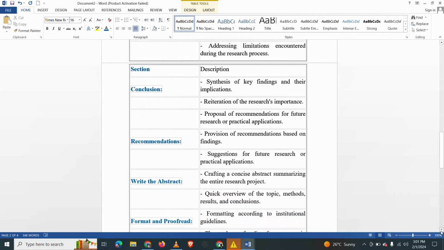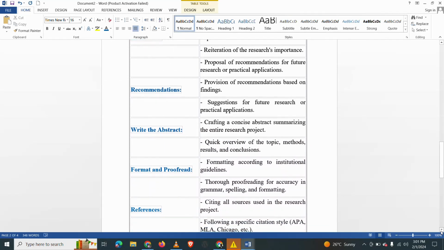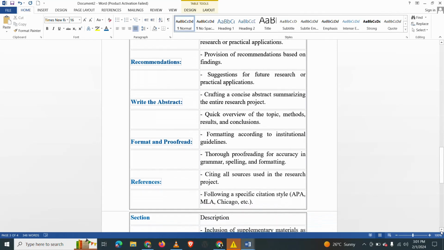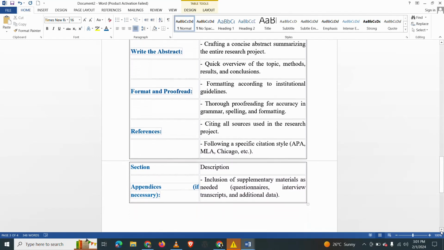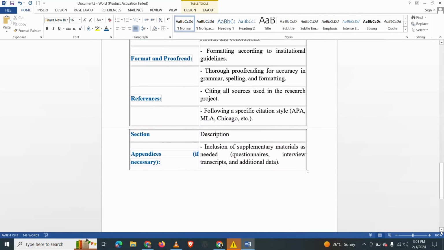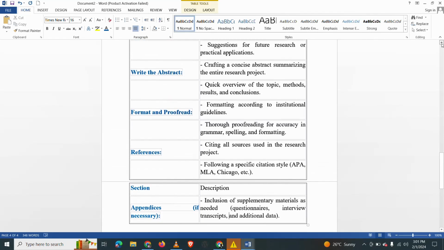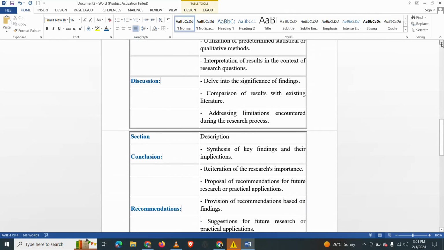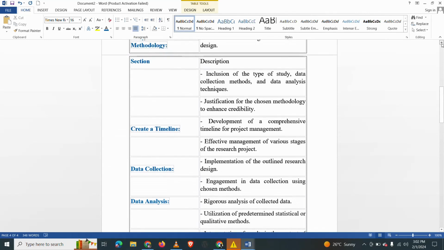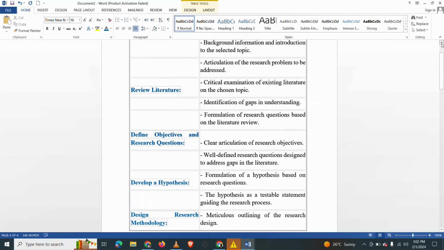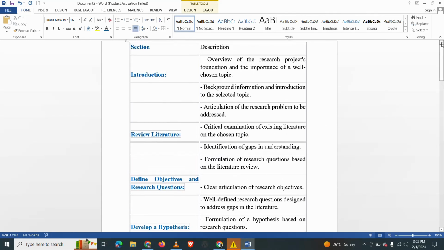What are the recommendations? And how you're supposed to write the abstract for your project, and also how you're supposed to reference your work. And also for the last part, that is appendices, how you're supposed to maybe present the questionnaires that you used in the research writing.